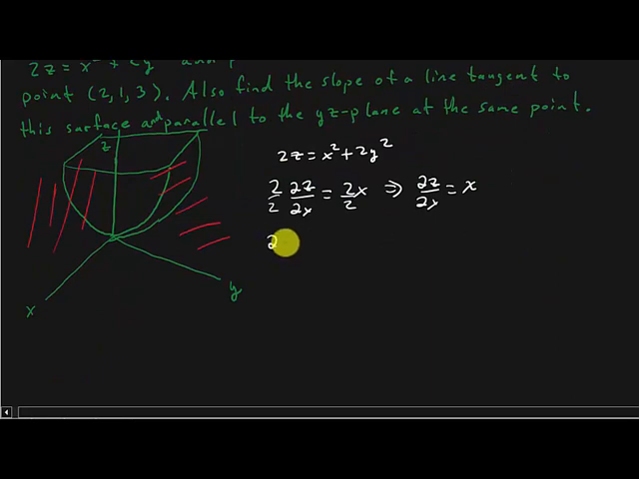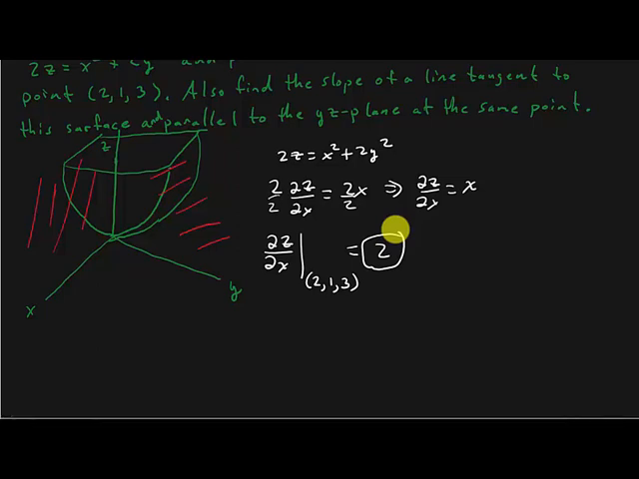And so now I'm going to take the partial of z with respect to x, and I'm going to evaluate that at the point 2, 1, 3, at this point right here. So I only have an x term, so I'll plug the 2 in, and that's just going to equal 2. So that's the slope of the line tangent to the curve that's parallel to the xz plane.